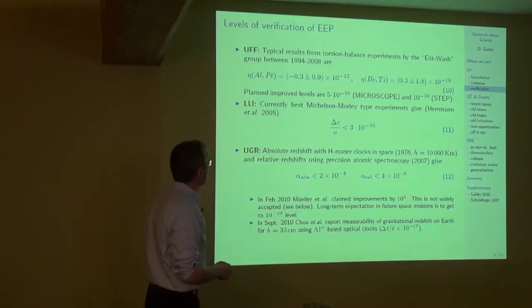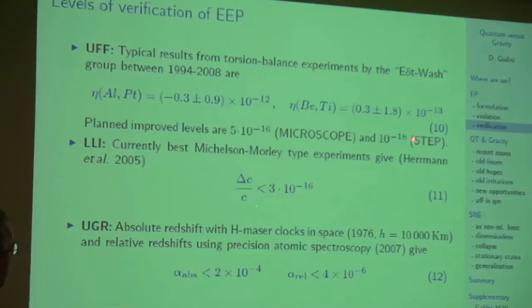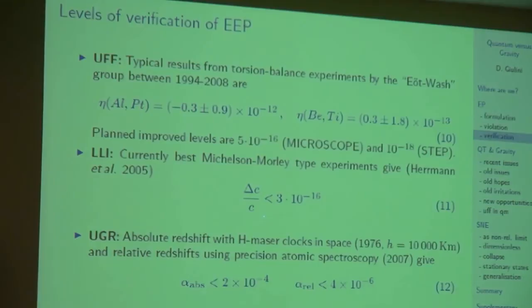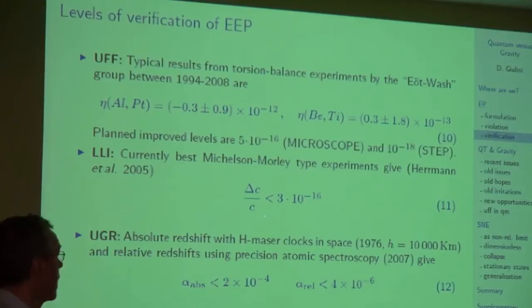Right, so 10 to the minus 15, 16 is within reach. This experiment will start next year. And there's a long planned satellite test of the equivalence principle, which wants to push this to 10 to the minus 18, but for funding reasons, this experiment has been postponed again and again. So 10 to the minus 12, 10 to the minus 13 is the current level of the weak equivalence principle, and it's expected to be pushed to 10 to the minus 15, 16.